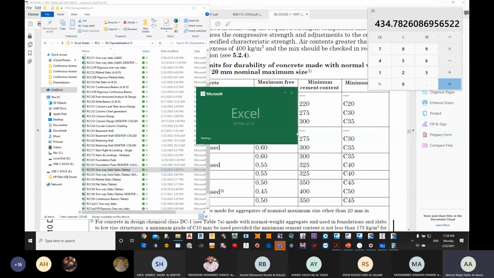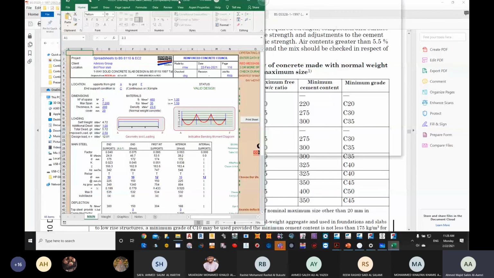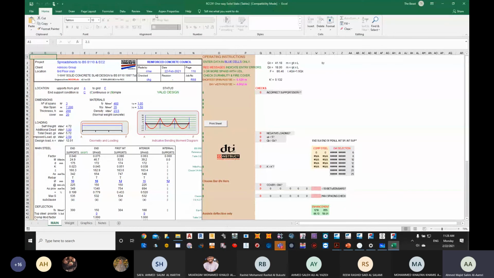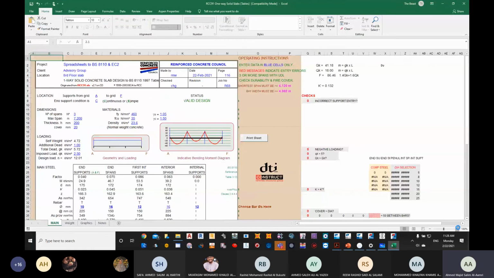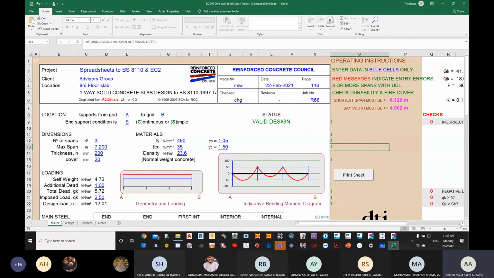So we're going to go for the one-way slab. Now just concentrate here, and then we are going to compare it with our result. Here it says supports from grade A to grade F. You can see in the diagram it's grade A to grade F. It does not really matter. This is only numbering, but if you want to change it, you can change it. End supports are simple or continuous. We said since continuity has not been mentioned, this should be taken as simple.